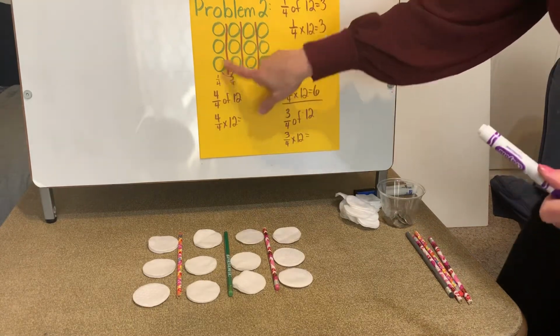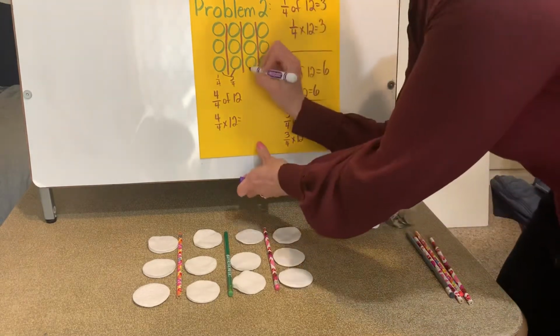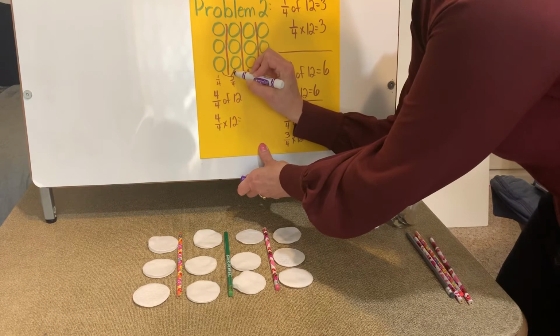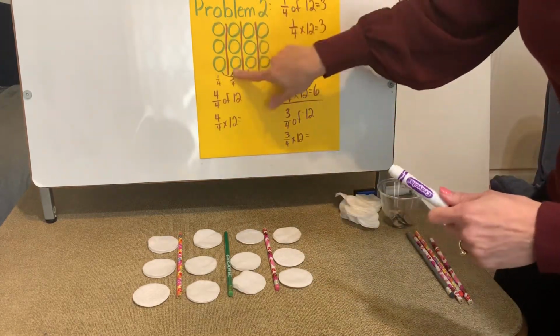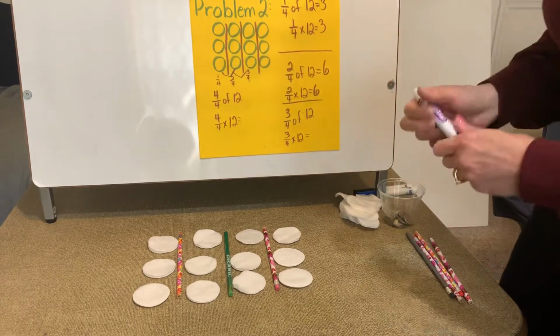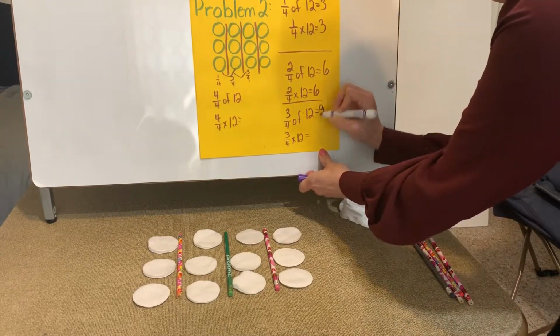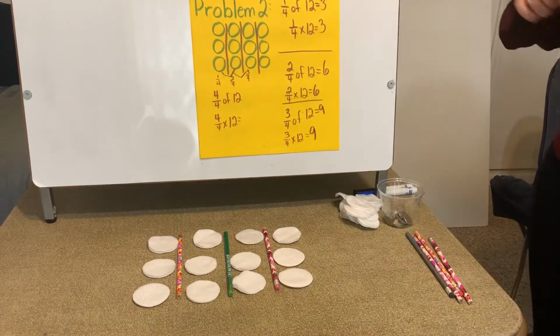Now I want to move on and do 3/4 of 12. So I've got 1/4 here, 2/4 here, 3/4 here. So this would be the 3rd fourth. So I've got to keep moving on with this. And I've got 3, 6, 7, 8, 9. So 3/4 of 12 is 9, or 3/4 times 12 equals 9.